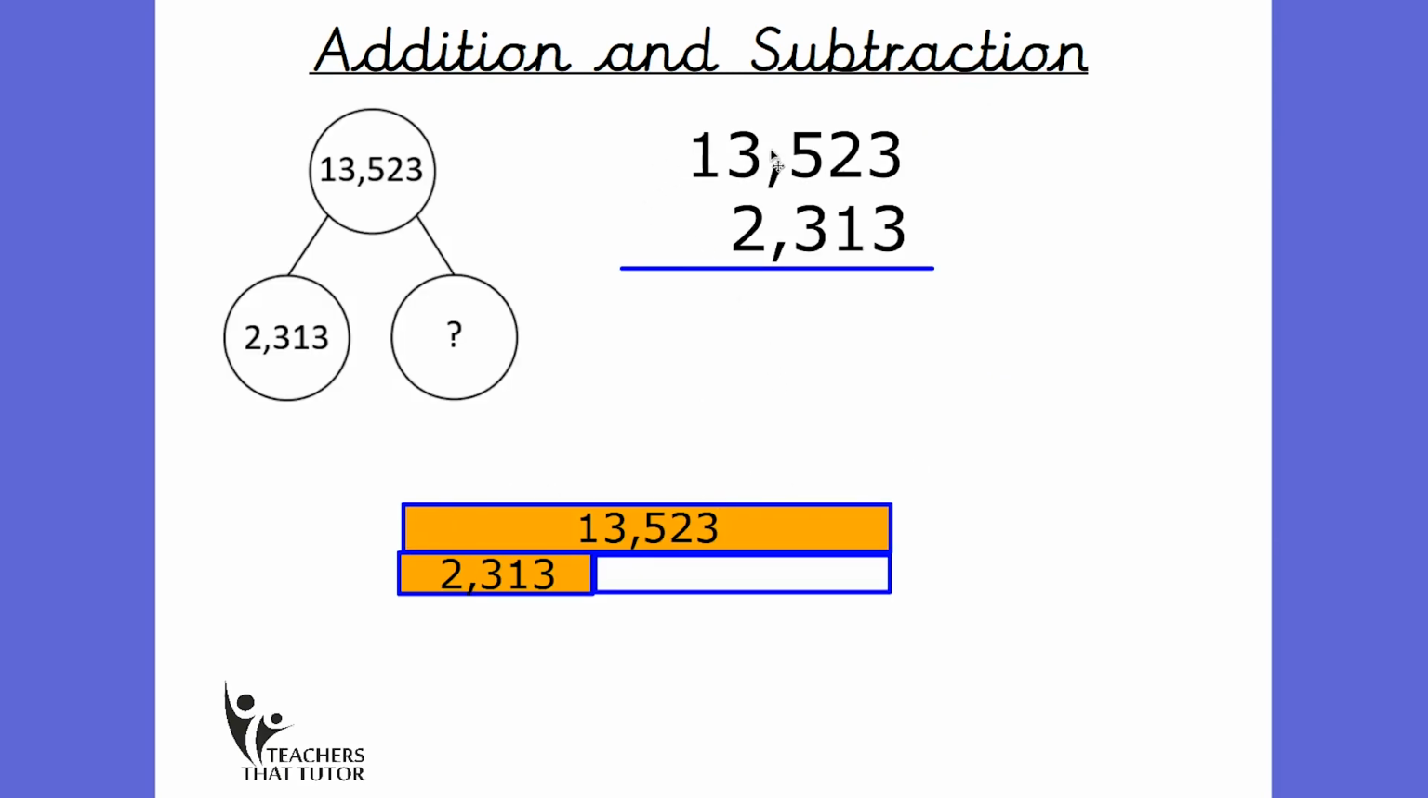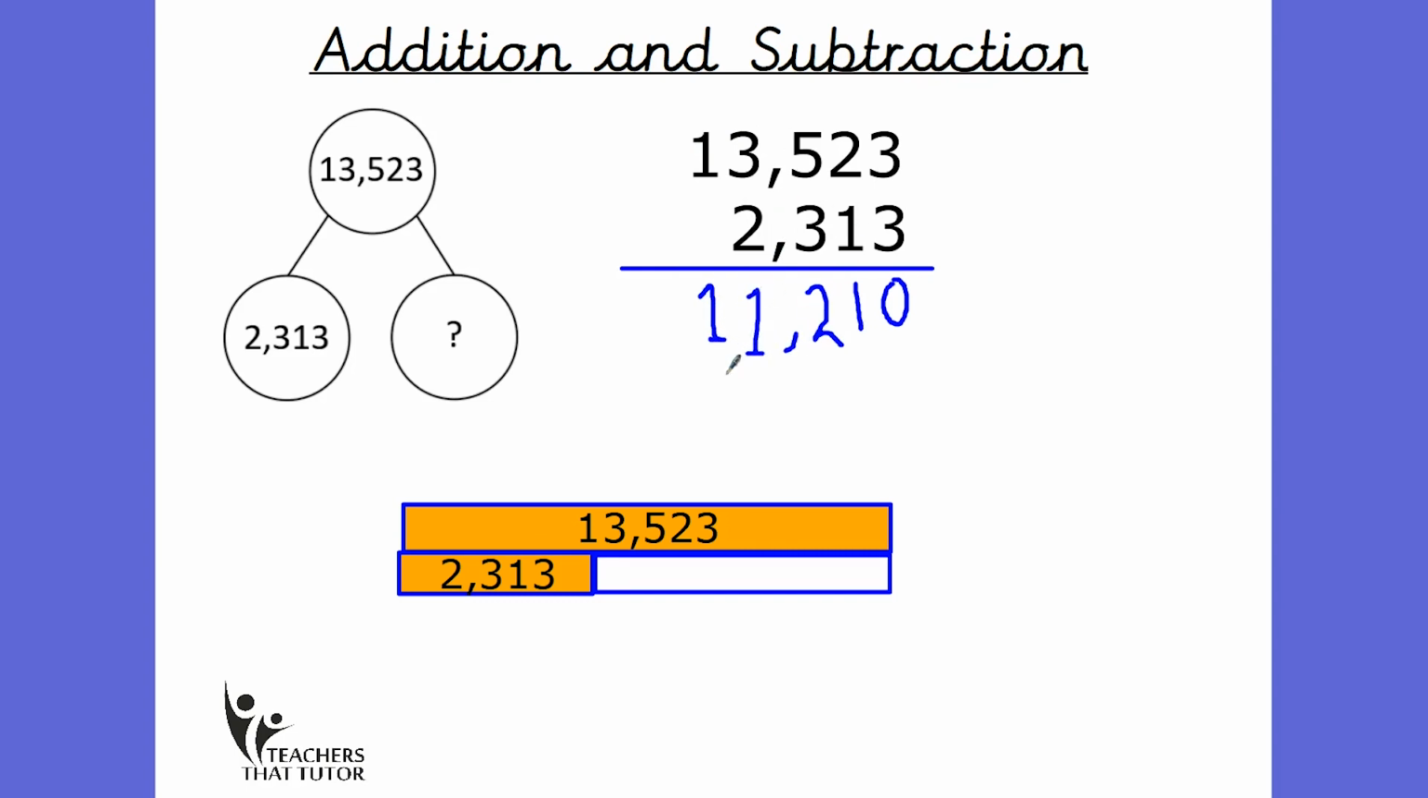So I've laid it out in column method again. So we've got 13,523. I'm going to subtract 2,313. 3 take away 3 is 0. 2 take away 1 is 1. 5 take away 3 is 2. 3 take away 2 is 1. And that's 3,000 take away 2,000, by the way. And 1,000 take away 0 is 1,000, leaving us with a final answer of 11,210.